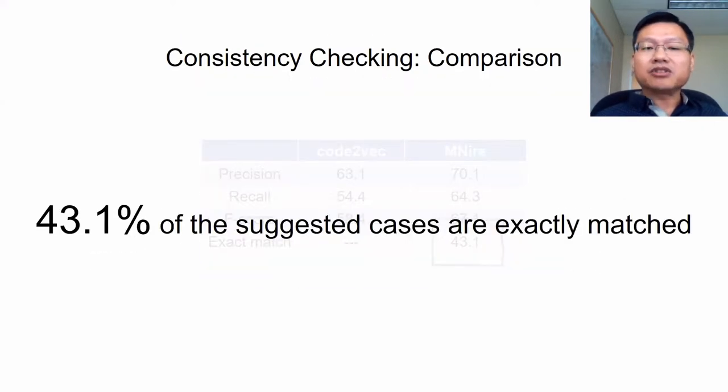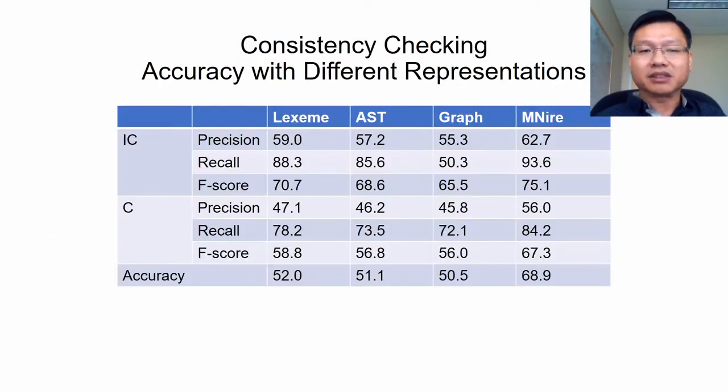Now, the interesting part is, when we look at our result, we see that 43.1% of the suggested names that we found actually match the developers' names when they renamed the methods. In other words, we capture pretty well the intention of developers when they rename the methods.